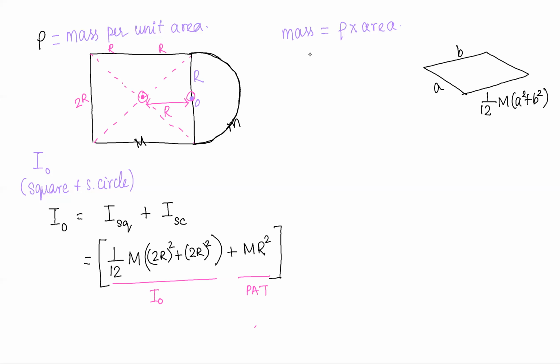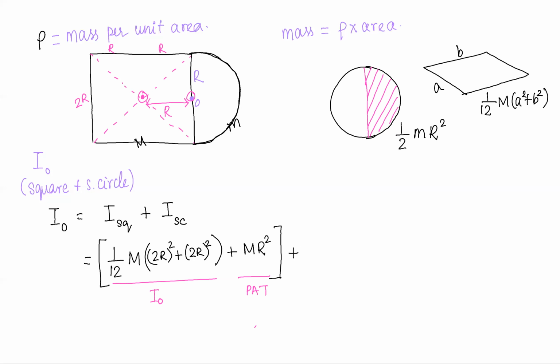Okay. Next, what about my semicircle? Keep in mind, a semicircle is basically half of a full circle. If you want to find the moment of inertia of a disk, the moment of inertia of a disk is equal to half m r squared, where m is the mass of the total disk.